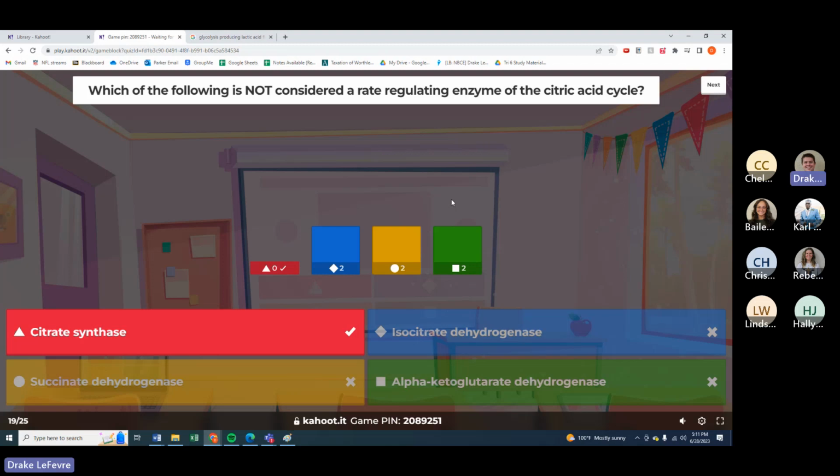Succinate dehydrogenase. I'll make sure to go back and fix that. So whoever got that one right, good job.